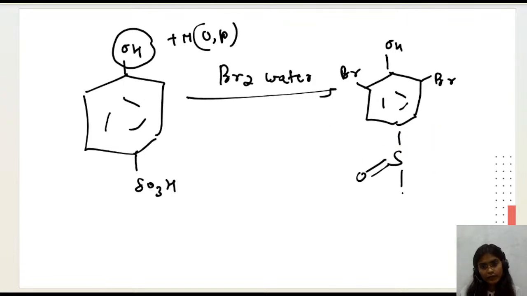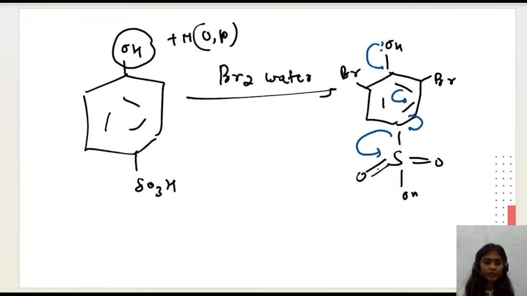SO3H, this is how it looks like. Observe this oxygen has a lone pair, this simply transfers here, and then this bond, let's just create a gap. Wait, this is moving here, okay, and this bond is moving here, and this SO3 is going to release.